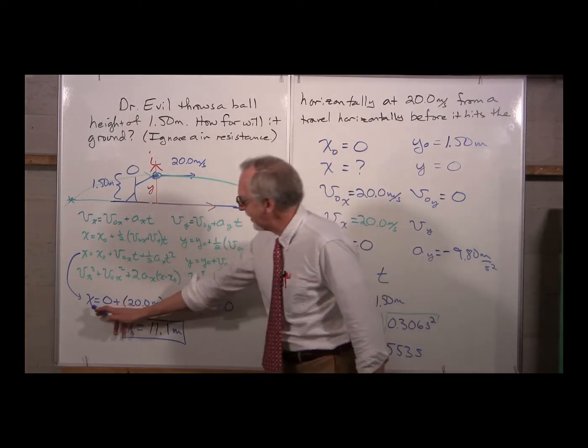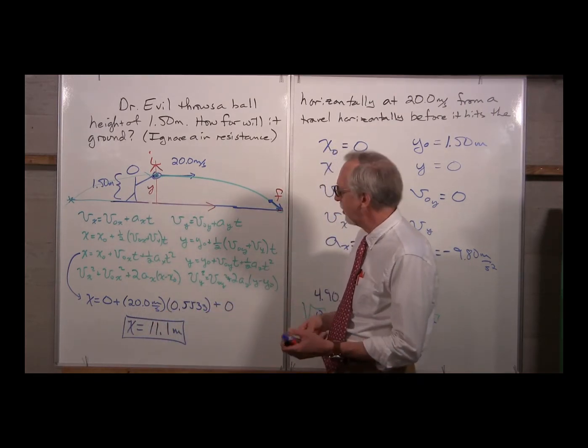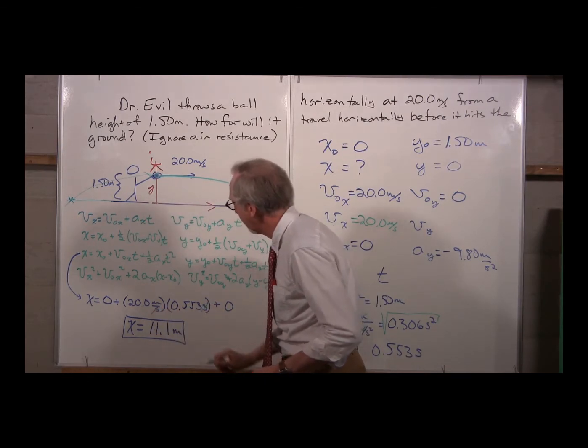So all we have then is x is equal to 20 times 0.553. We notice that we have seconds in the numerator, seconds in the denominator. They cancel, leaving us with the units of meters.